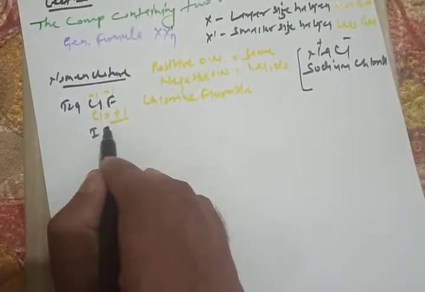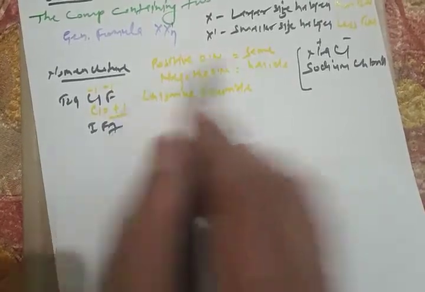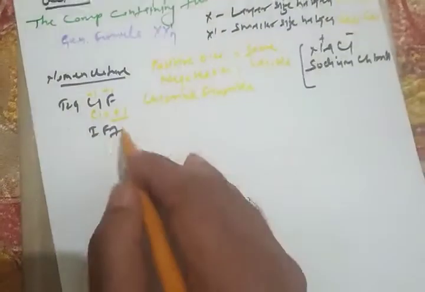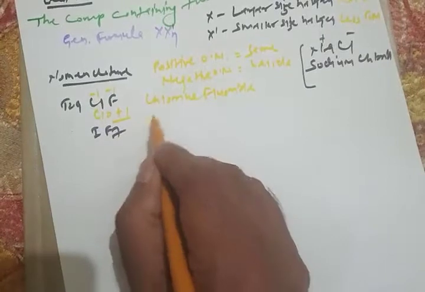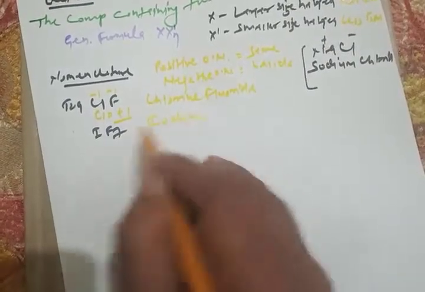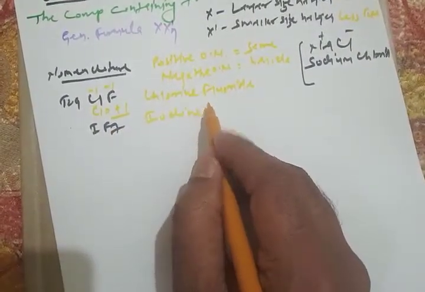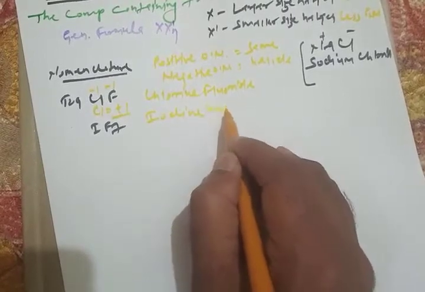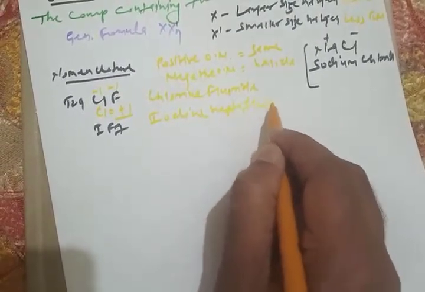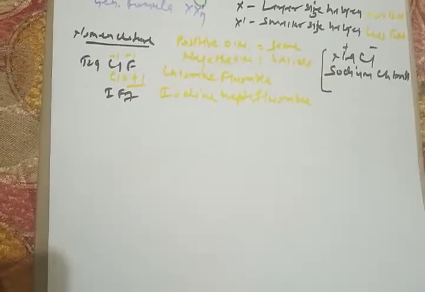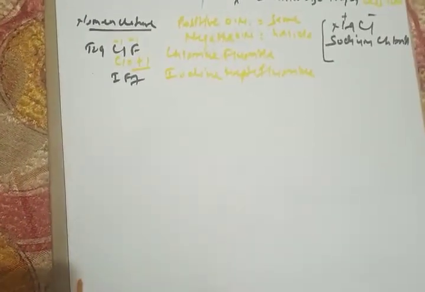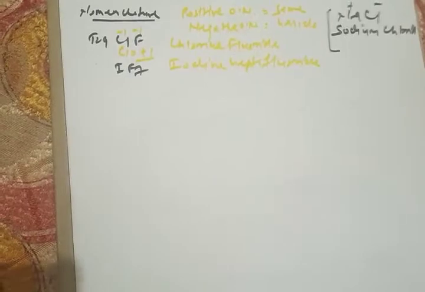Similarly, if we have IF7, what is the name of this compound? Here fluorine is the most electronegative, so it is iodine, and 7 fluorine, so it is hepta, heptafluoride. So this is how you need to give the nomenclature of various interhalogen compounds.